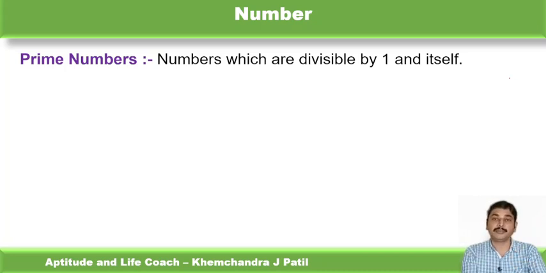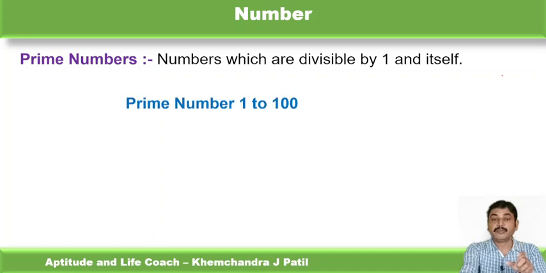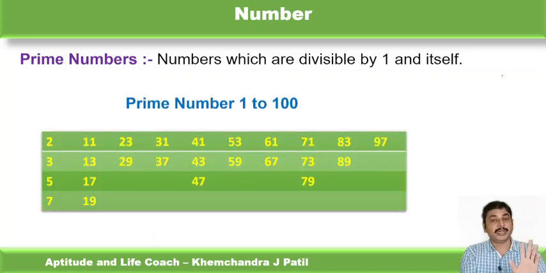So prime numbers are very important in your syllabus. There are too many questions on prime numbers. So learn this particular prime number concept very carefully. From 1 to 100, you must know these prime numbers, my dear friends. Now there are 25 prime numbers from 1 to 100, and you must know these prime numbers from 2. The smallest prime number is 2.